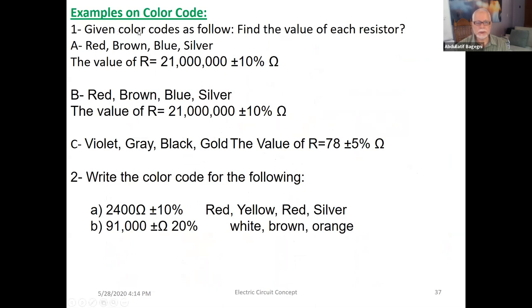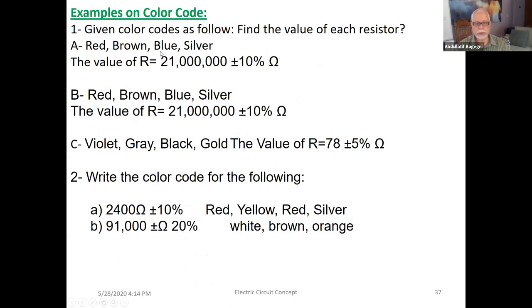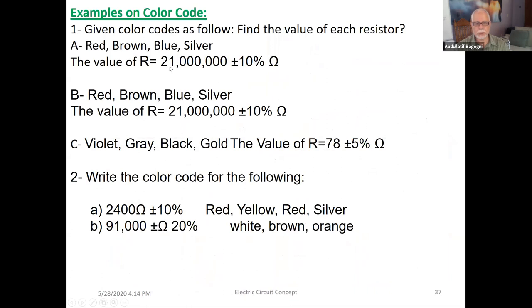Now, here's some examples. We are given the color code as shown. Find the value of each resistor. So we are given red, brown, blue, silver. We need to know the value of the resistor. So looking back to the color code table, we have red, brown, blue. Red is 2, brown is 1, so it will be 21, and blue will be 1 million. So it will be 21 times 1 million. Then the tolerance band is silver. Silver is plus or minus 10%.